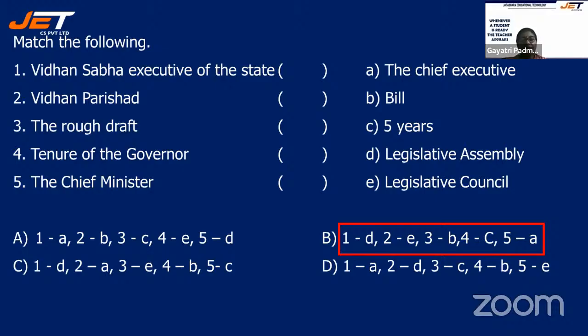For Vidhan Sabha, Executive of the State, it is Legislative Assembly. For Vidhan Parishad, it is Legislative Council. For the rough draft, it is Bill. For tenure of the Governor, it is 5 years. For the Chief Minister, it is the Chief Executive. All right.